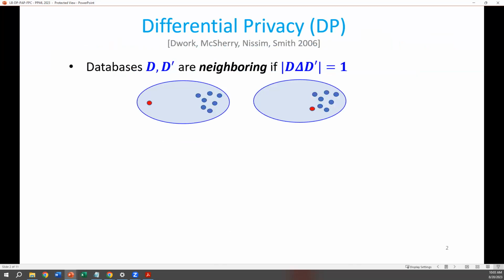Differential privacy, presented by Dwork, McSherry, Nissim, and Smith, is a framework that enables us to ensure the privacy of individual inputs when applying algorithms over sensitive databases. In order to explain what differential privacy is, we consider neighboring databases, which are two databases that differ in exactly one input.